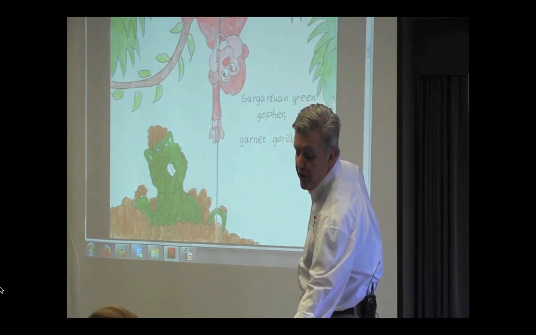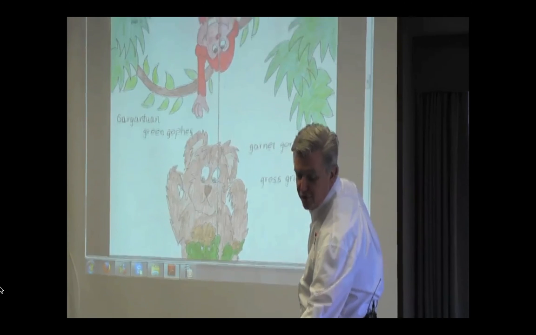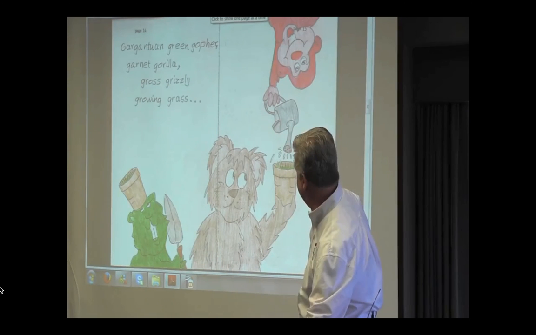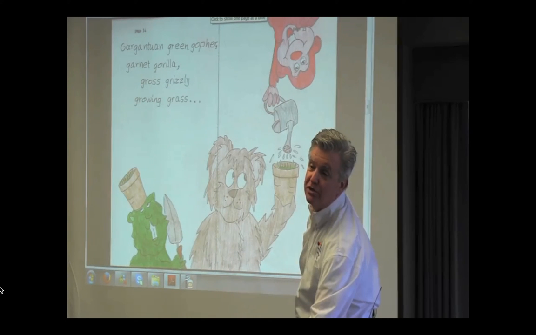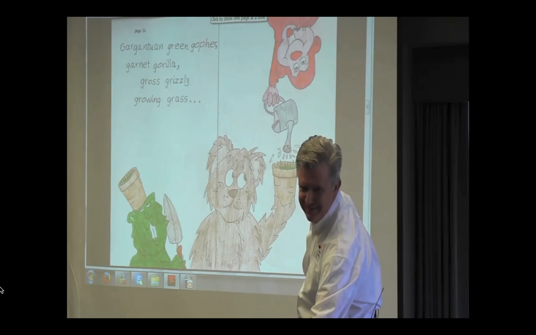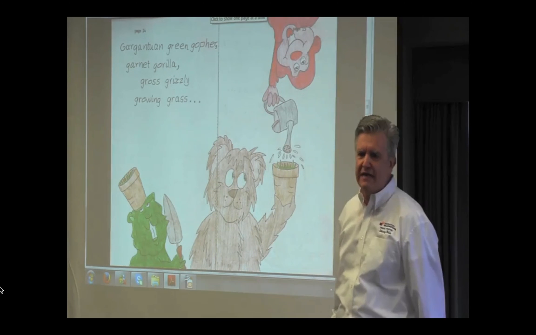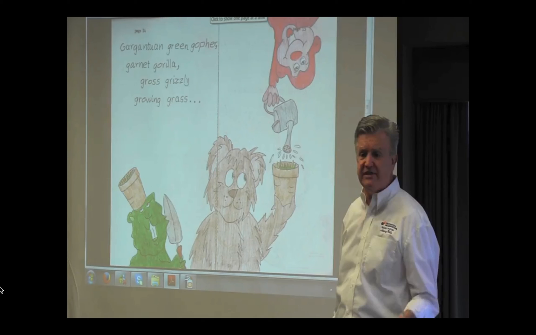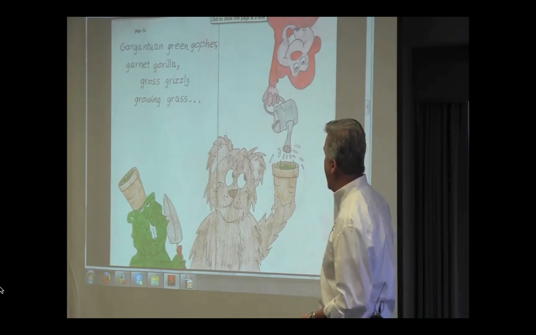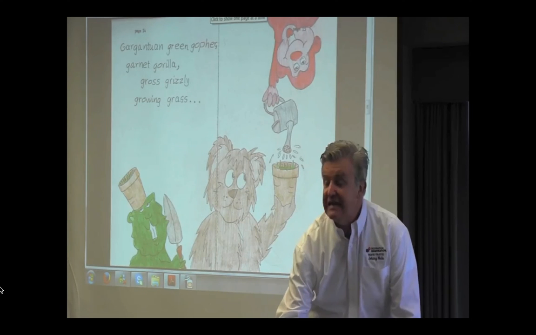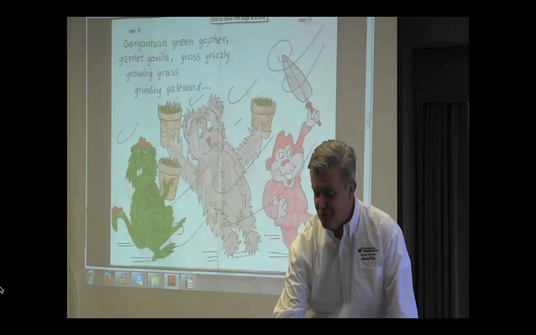Gargantuan green gopher, garnet gorilla, gross grizzly, and they are growing grass. Now, he pointed out to me in his adulthood when he was looking at this book, he said, "Oh my goodness, I didn't even realize that they were weed addicts." He says it explains, yeah, he's quite an artist. And I didn't realize what a good artist he was at the time, but I started looking at this whenever I started doing this. I noticed the eyes. Watch the eyes. They move. The eyes are great in it. But he says it explains some of the behavior of what happens in the rest of this story.